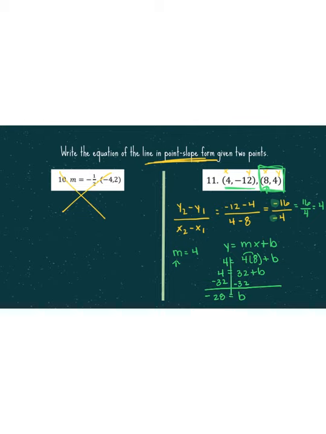So now we're going to fill in. So now that I know what my b is, I have to do y equals mx plus b. Okay, so y equals my m, 4x, and because this one is a negative 28, instead of saying plus 28, I'm going to say minus 28, so minus my b.